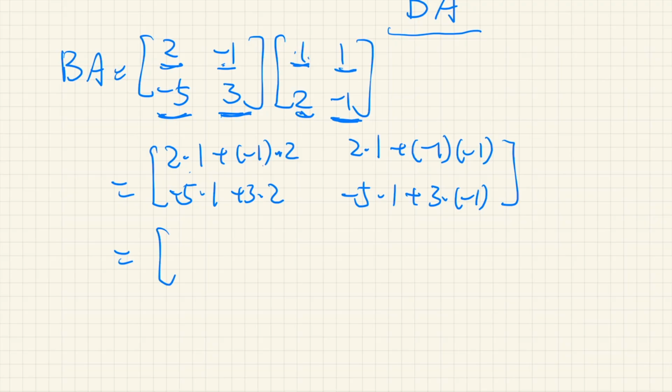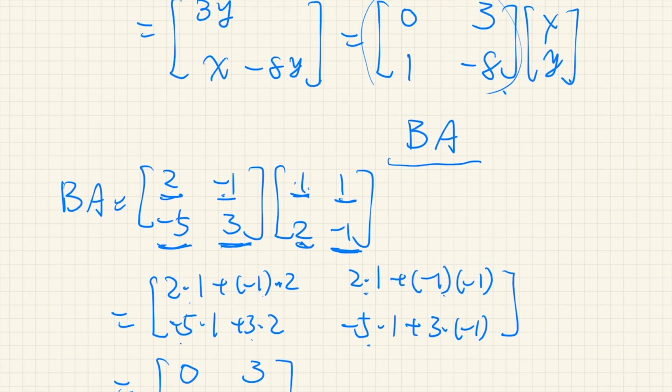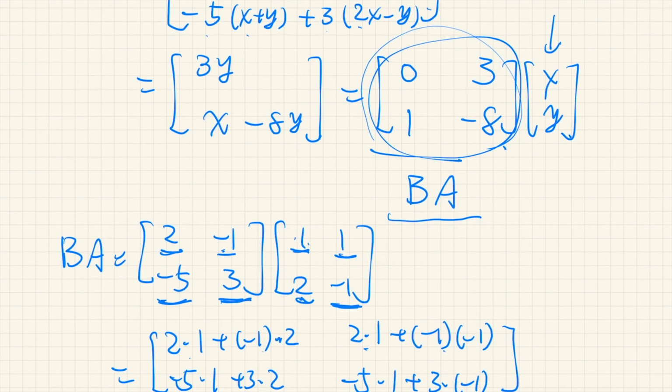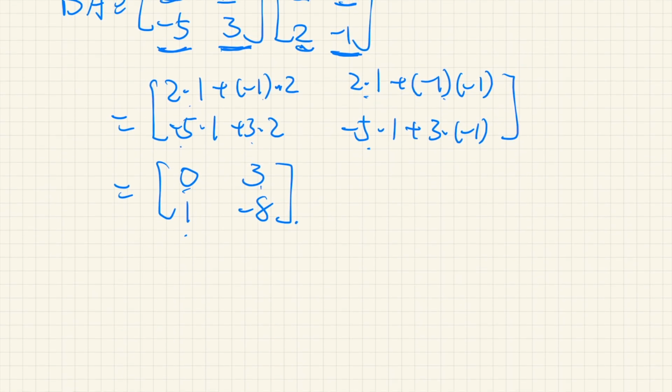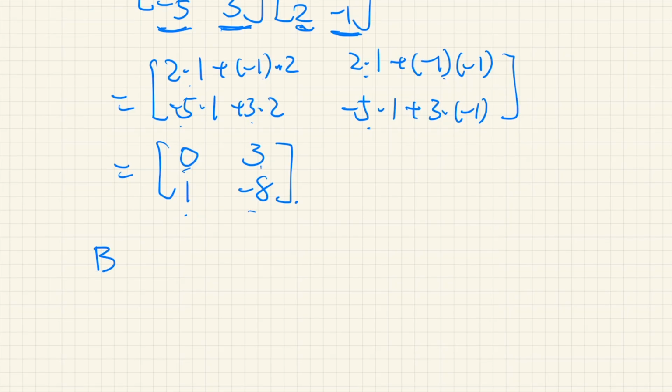So this is 0, and this is 2 plus 1 is 3, and -5 plus 6 is 1, -5, -3, that's -8. So this is it: 0, 3, 1, -8. So that's how we get the matrix product. Here we composed B times A in this order, but you should try calculating A times B.